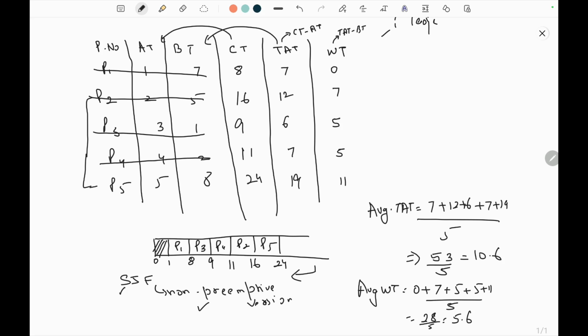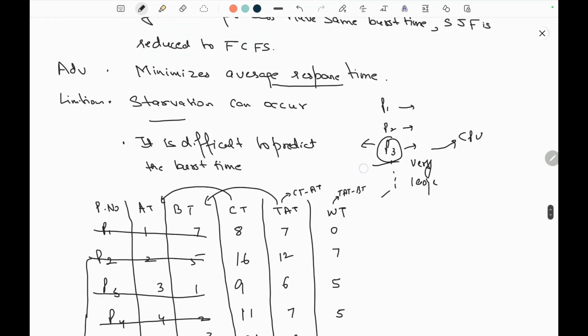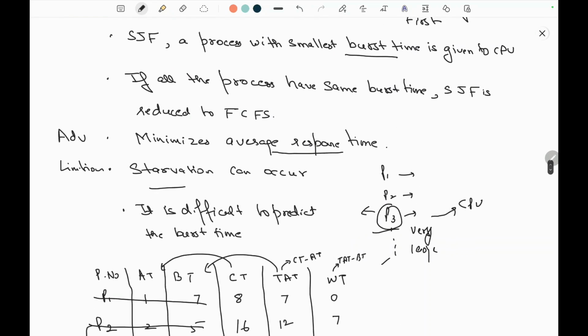I hope this example of shortest job first, the non-preemptive version, is clear. How we are going to solve it step by step. Okay. So that's your shortest job first algorithm with the non-preemptive version.